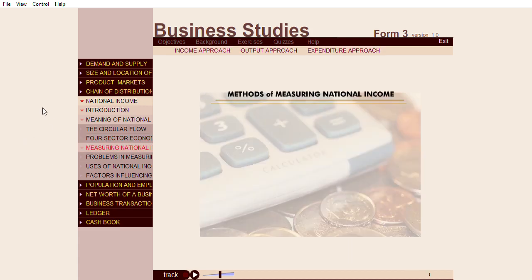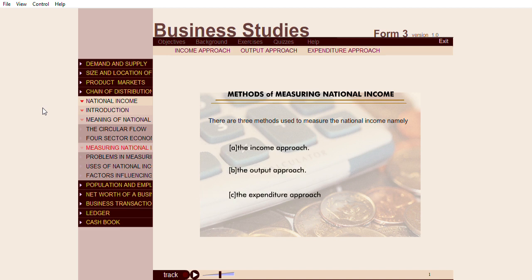Methods of measuring national income. There are three methods used to measure the national income, namely the income approach, the output approach, and the expenditure approach.